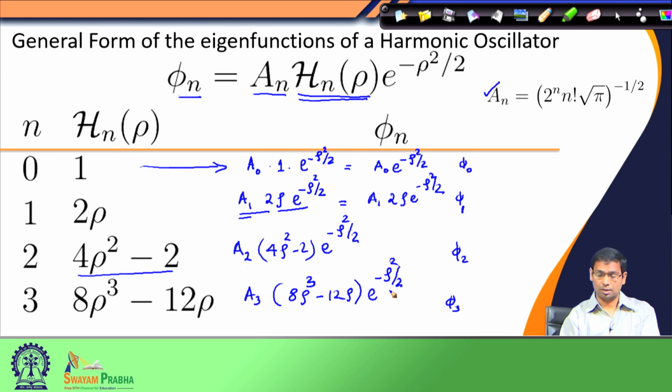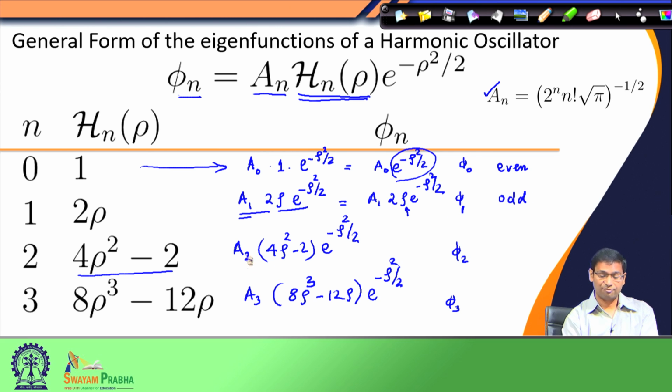One more thing you can see here is that the lowest eigenfunction of harmonic oscillator has only the Gaussian function, which we have already discussed is an even function. When you look at the second eigenfunction phi 1, you see that this has e to the power minus rho square by 2, the Gaussian function, which is an even function, but it is multiplied by rho, which is an odd function. When you multiply an odd function and an even function, you get an odd function. Therefore, phi 0 is an even function, phi 1 is an odd function.